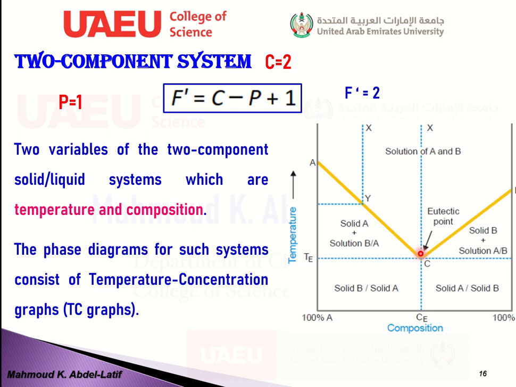You have two lines, and here you have pure A and here you have pure B. This will be the boiling point of pure A, and this one will be the boiling point of pure B. The boiling point of pure A decreases with increasing composition of the other component B. The same is true with respect to B. This is the boiling point of pure B, which decreases with increasing percentage of A till you reach a point which is called the eutectic point, at which the lowest boiling point of the mixture is obtained.